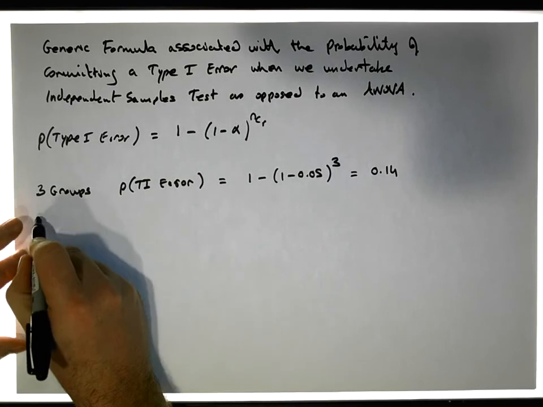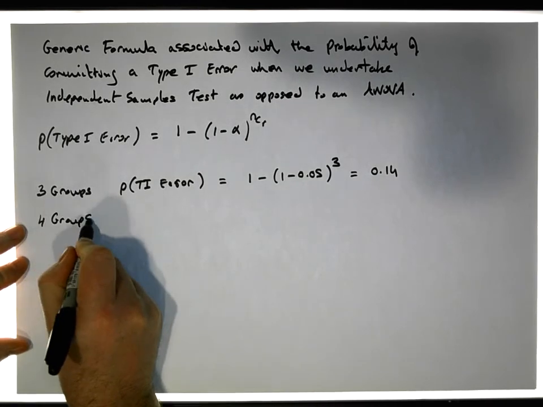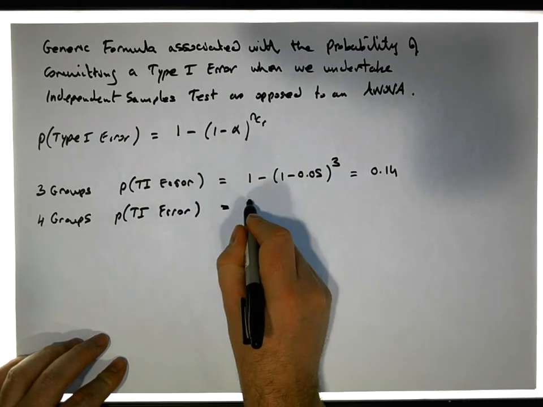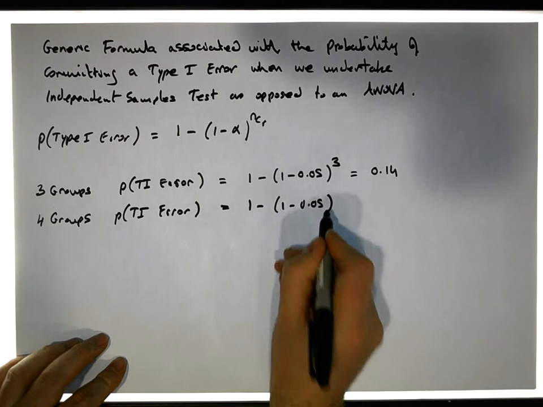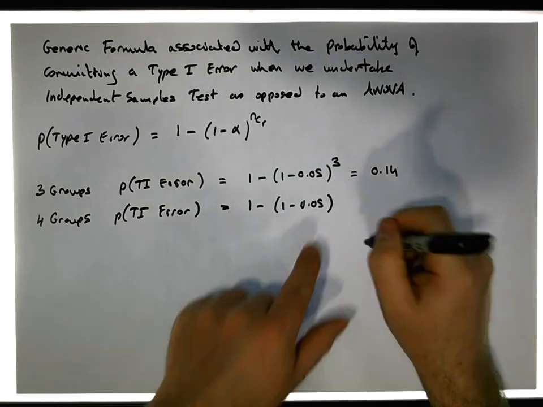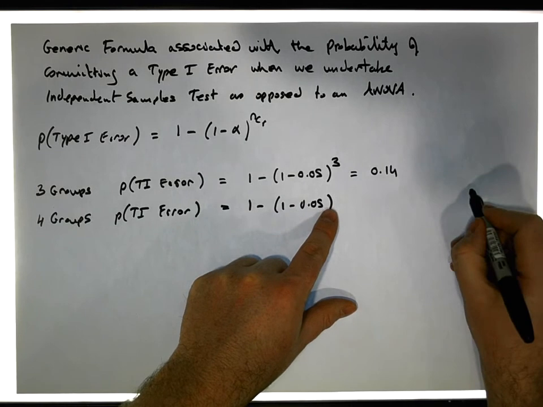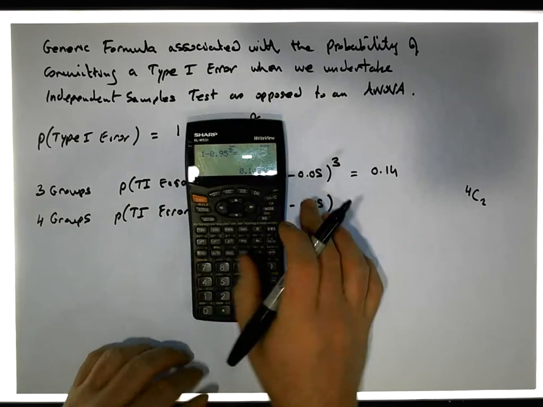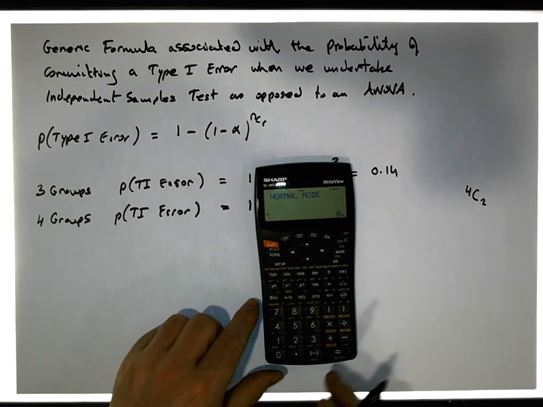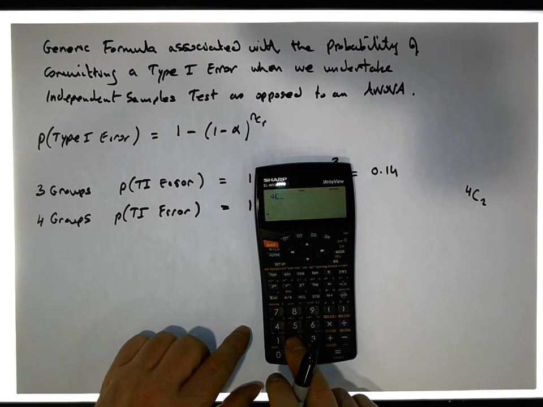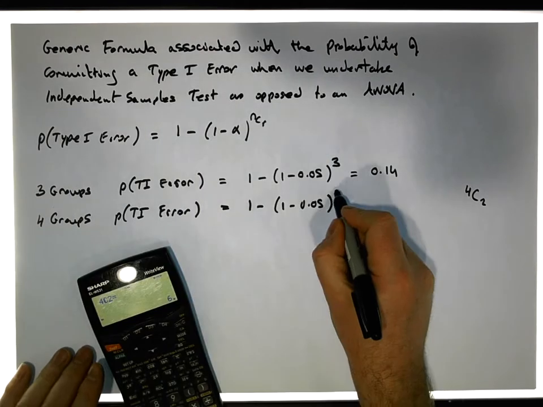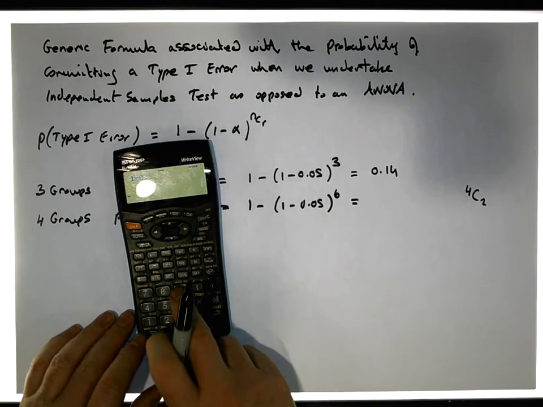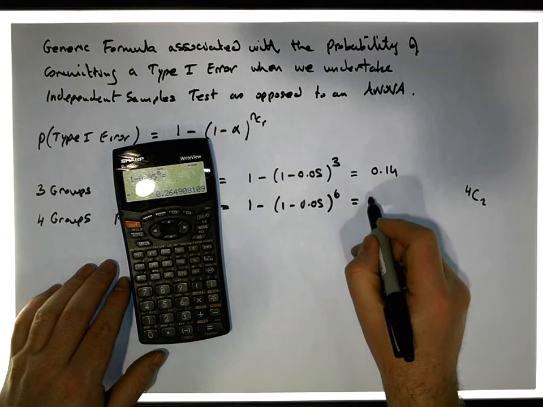What about when we have 4 groups? Well, when we have 4 groups in our ANOVA, the probability of committing a type 1 error is equal to 1 minus 0.05. Now we've got 4 groups. So how many ways can we select 2 things from the 4 groups? The answer is there's 6 ways to do that. So we go 4, second function, NCR2, 6 ways to do it. So this becomes 1 minus 0.95 raised to the power of 6, which is, oh my god, around 26%.